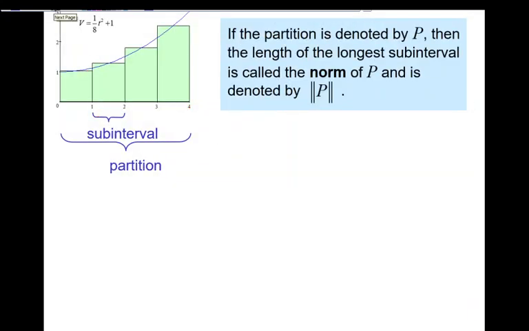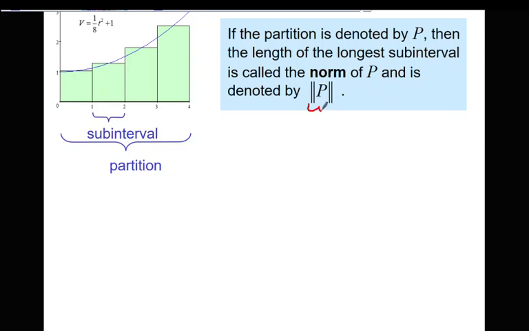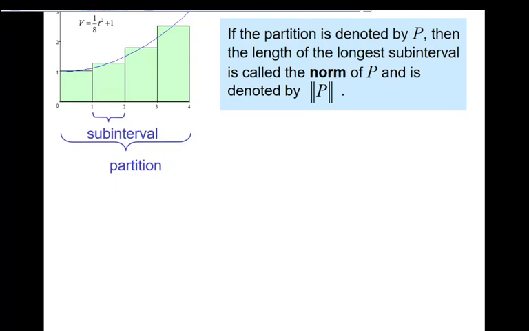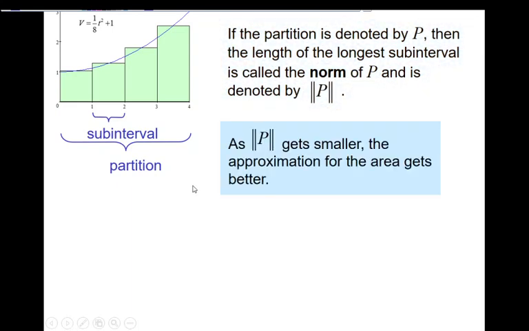Okay, so going back to this idea of subintervals and partitions, if the partition is denoted by p, and the length of the longest subinterval, so the biggest width rectangle, is what we call the norm of p, it's denoted by these brackets that look kind of like absolute values, but they're not. That means the norm of p. That's telling you how long your longest subinterval is. Now, as the norm gets smaller, the approximation of the area gets better. And we've talked about that.